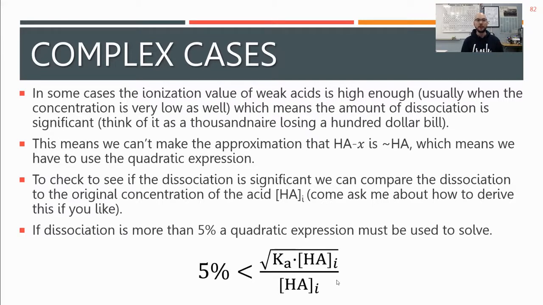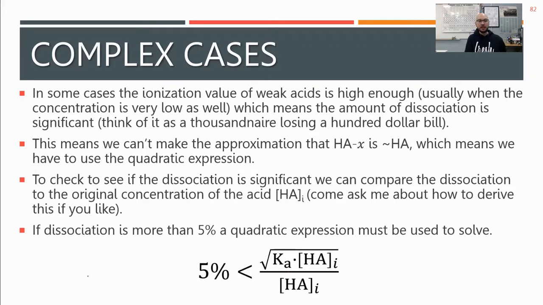If you want to see a little bit more, stick around and I'm going to show you when we need that quadratic equation. In some cases, the ionization value of weak acids is high enough and the concentration of the initial acid is low enough that the dissociation is actually a factor. So instead of thinking of a billionaire losing a couple of dollars, think of someone having $1,000 and losing 100. In this situation, HA minus X is significant enough that we have to factor in X. And there's a quick check that we can do.